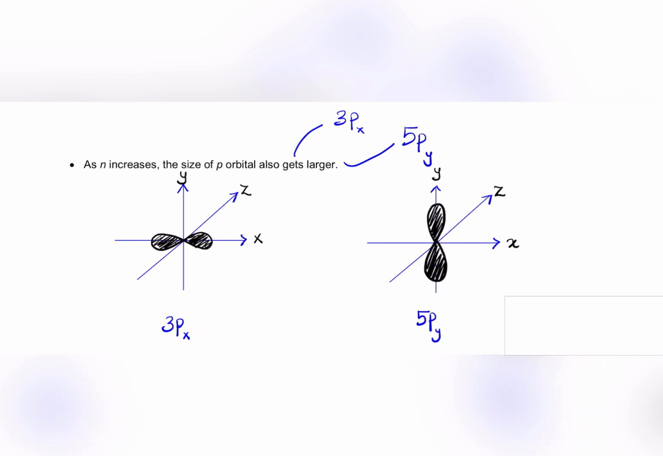If I want you to illustrate the n value for this one, for 3px, the n value should be n equals 3, but the l value stays the same, 1. Same goes for here. The n value is 5, but the l value equals 1. The difference is only based on their size and their axis.